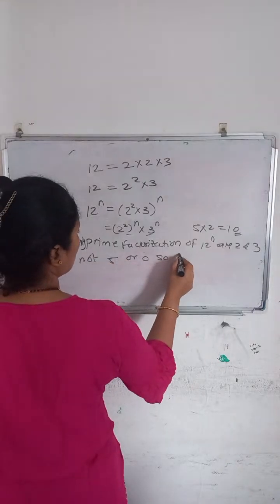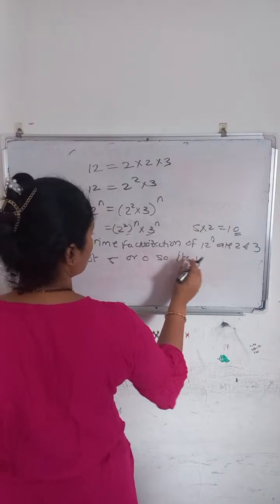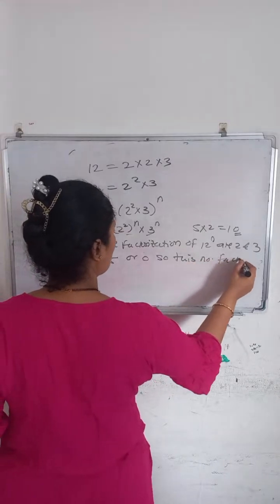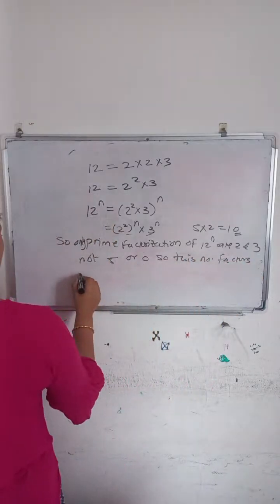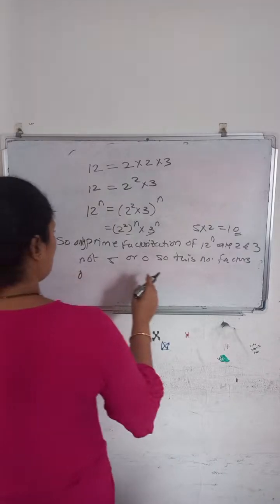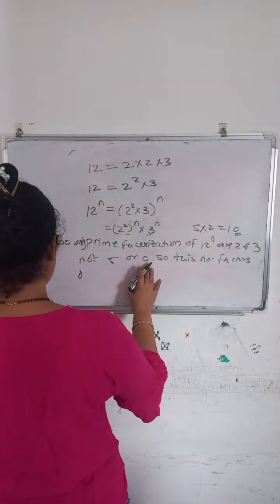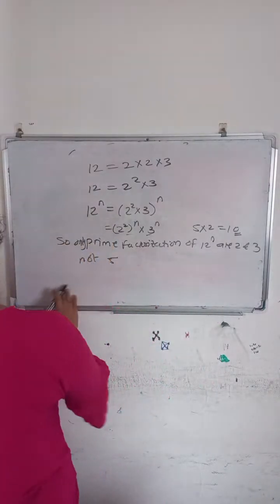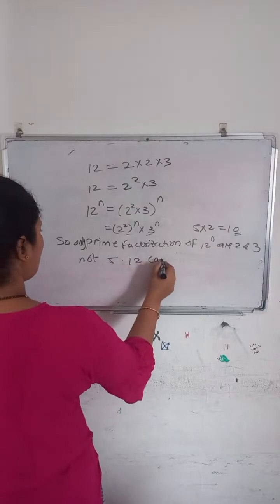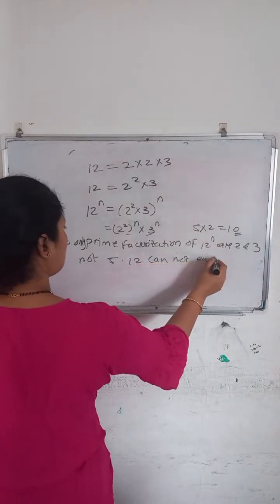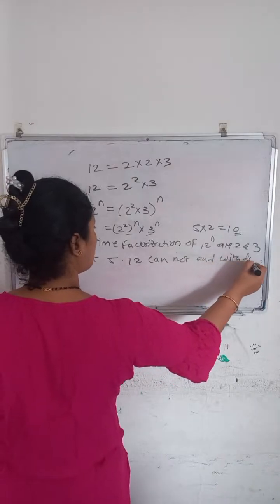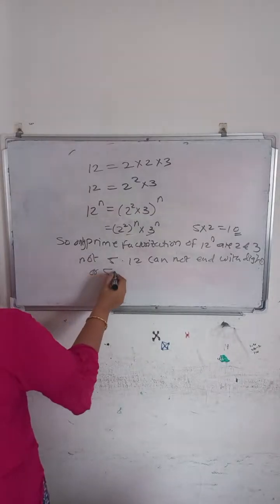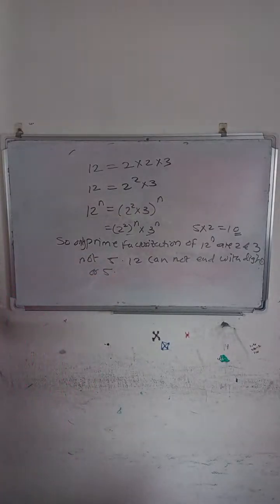So this number's factors never end with 0, or 5 and 0 we can write. No need to put this, not 5, this much is enough. And then we can write: 12 cannot end with digit 0, or 5. That's it. Getting this?